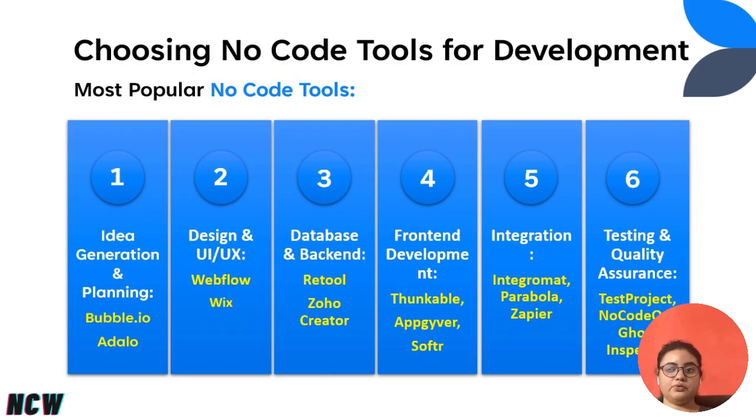Let's talk about popular no-code tools for developing different phases of development. For idea generation and planning, you can use Bubble.io or Dalo. For design and UI/UX, you can use Webflow or Wix. For database and backend, you can use Retool or Zoho Creator. For front-end development, you can use Thunkable or AppGyver. For integration, you can use Integromat, Parabola, or Zapier. For testing and quality assurance, you can use TestProject, No Code 2-Way, or Ghost Inspector.